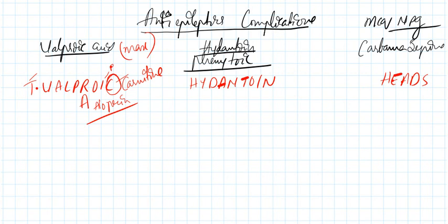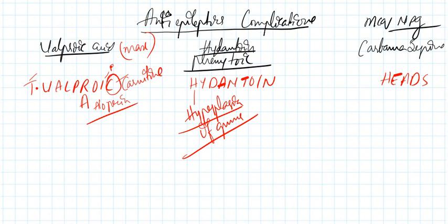Hydantoin, you take H for hirsutism and hyperplasia of gums. It is a very important statement. Hyperplasia of gums is caused due to phenytoin or hydantoin drug. And Y, I don't have any other word, but Y actually is lymphadenopathy. D for diplopia and decreased vitamin D, that is hypocalcemia. A for ataxia and agranulocytosis.